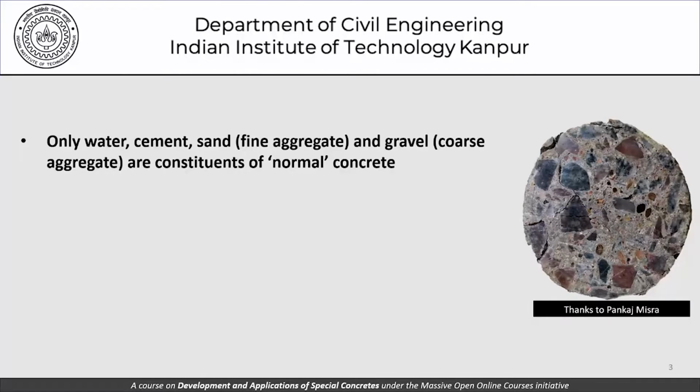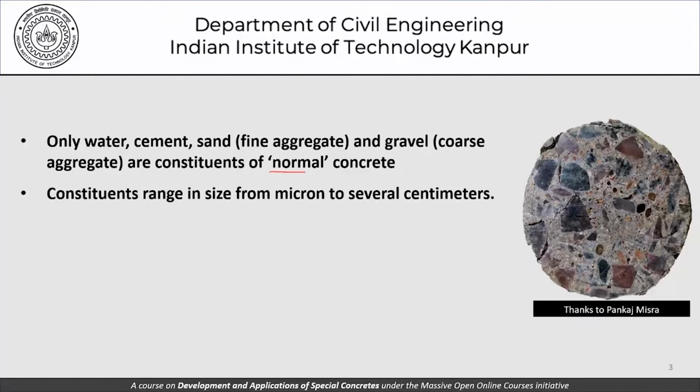We had looked at this slide, this picture, which is a slice of concrete from the inside of a concrete core. And we had said that, as far as normal concrete is concerned, we'll take the constituents to be water, cement, sand, and coarse aggregate only. No admixtures, no special ingredients. And we said that the constituents of this concrete range from microns to several centimeters, and that is a very interesting aspect of it, and a very challenging part of it.